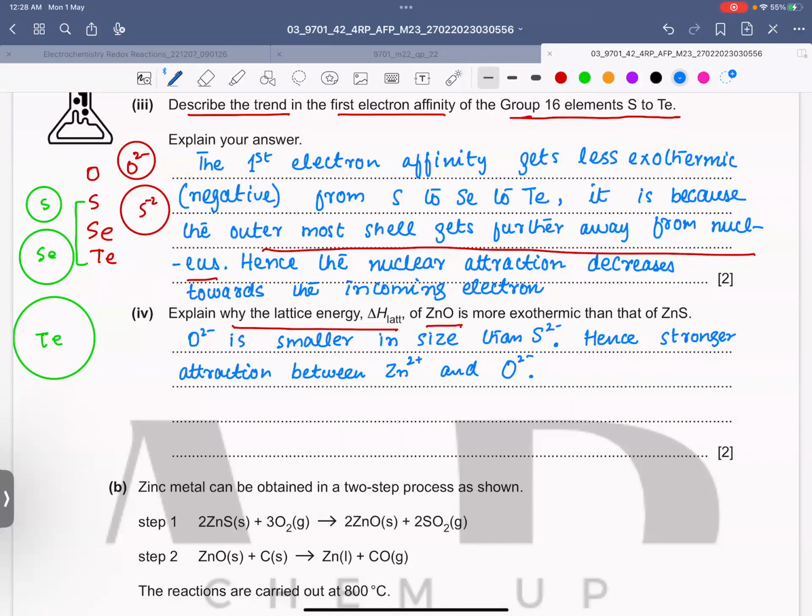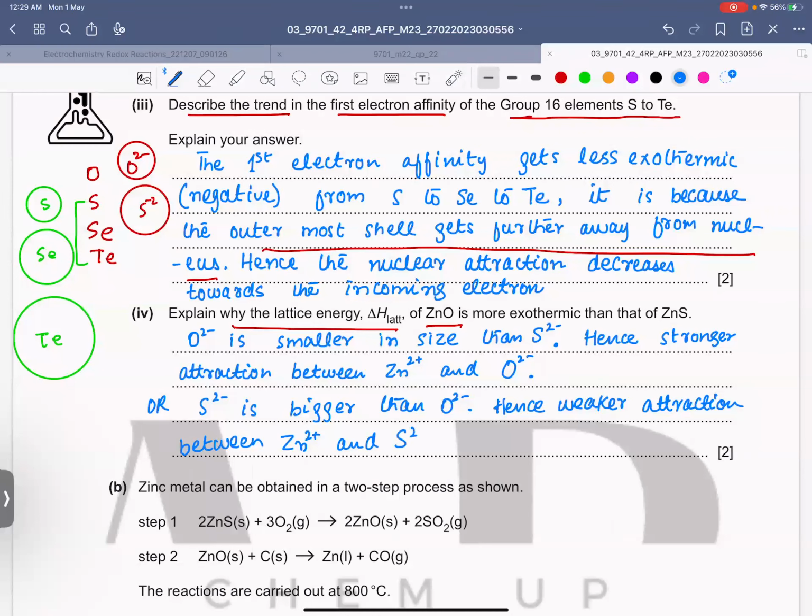Instead of this you can write the opposite argument, from the aspect of the sulfide ion: sulfide ion is bigger than oxide, hence weaker attraction between zinc and sulfide. Is this clear? Yes, sir.